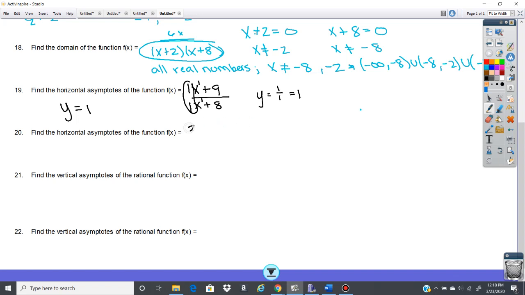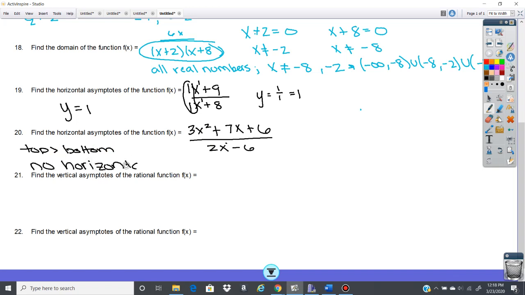Number 20, we have the function 3x squared plus 7x plus 6 over 2x minus 6. All right, so this is the case where the degree in the top is greater than the degree in the bottom. Top greater than bottom. In this case, there is no horizontal asymptote. So your answer there is that there is none.